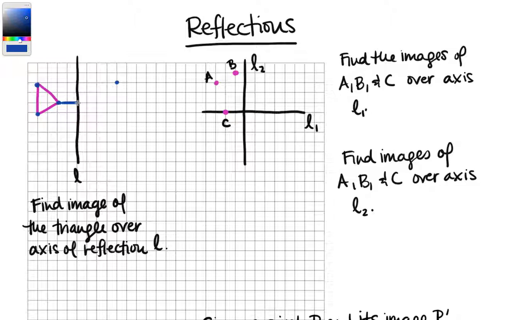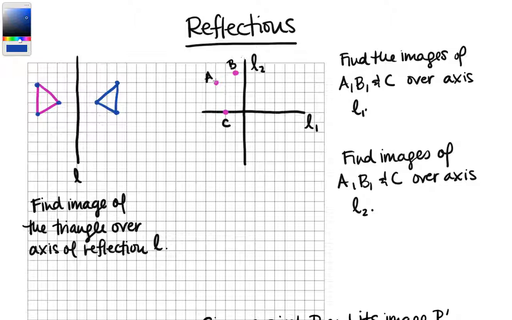This dot was 2 units away, and it's going to end up 2 units away. This one was also 1, 2, 3, 4, 1, 2, 3, 4, and we can fill in the sides. And there we've got the reflection of that triangle across that particular axis.